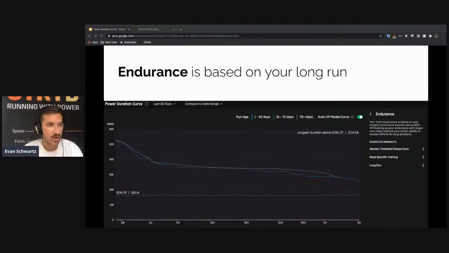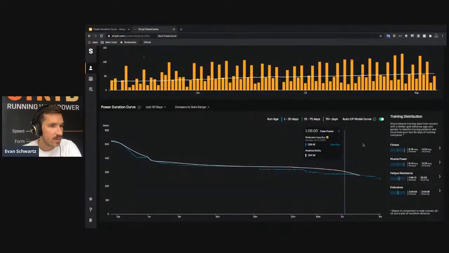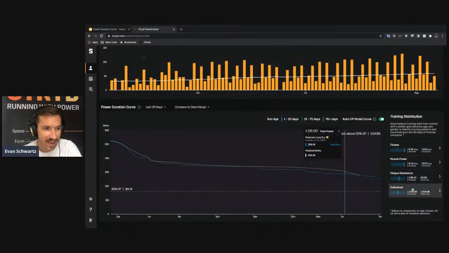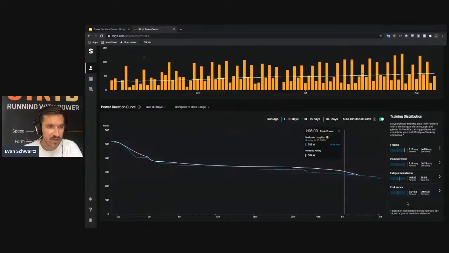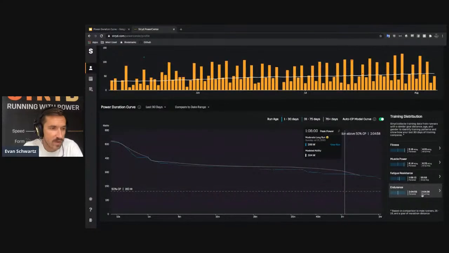So my longest duration above 50% of critical power is 2 hours, 4 minutes, and 58 seconds. Let's take a look here and see how I stack up. I am right at about average, which is actually really not surprising, but really encouraging for all the other people that are in my sort of category, runners age 20 to 29 with the goal of a marathon distance. You know, I stack up right in the middle, but there's a lot of people out there running these longer runs. So this might be motivating to me to start bumping up some of my long run durations as well.